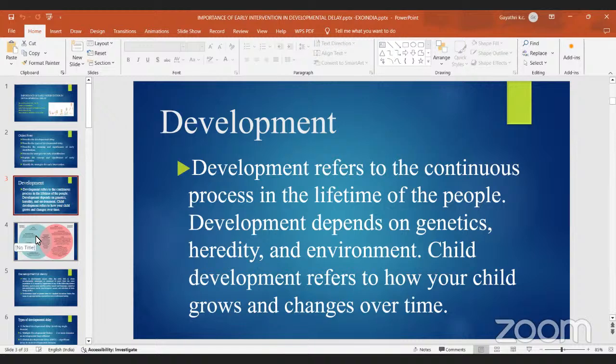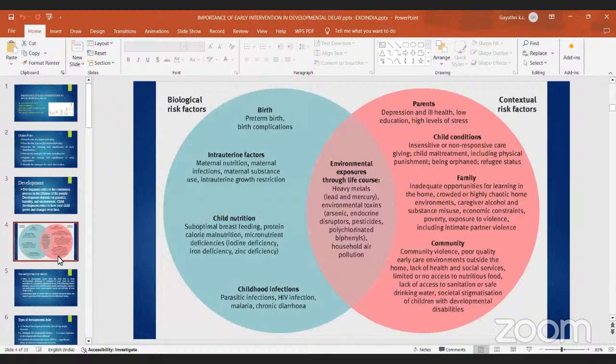Can you see these are the biological risk factors that depend on the development of a baby. Each individual may differ, but among the biological factors are preterm birth and birth complications. Among intrauterine factors, that means the baby in the uterus, there may be maternal nutrition deficiency, maternal infections, or maternal substance usage, any substance the mother has taken, and intrauterine growth restriction, that is IUGR babies, can have defects. And among child nutrition factors are suboptimal breastfeeding, protein caloric malnutrition, and micronutrient deficiency.